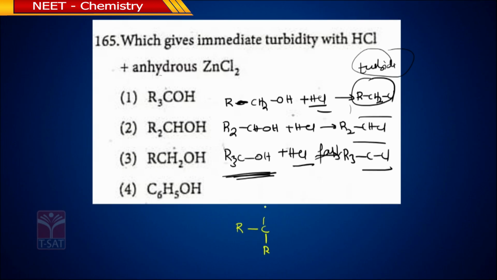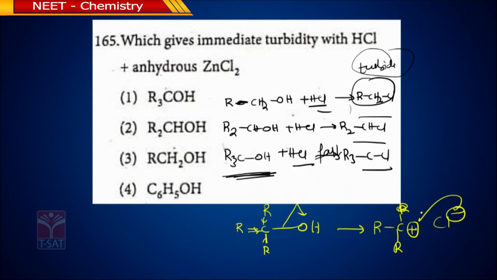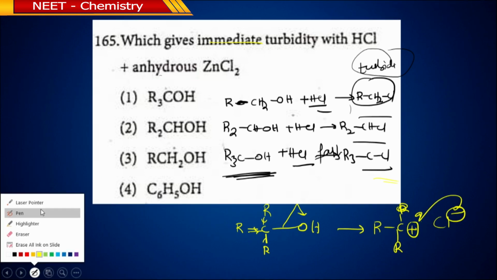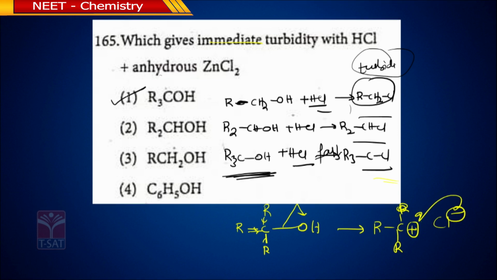In a tertiary alkyl halide, all the electron donating groups donate electrons to the carbon chain, so OH is removed very easily, and as a result you get the carbocation very easily. So Cl minus attacks very easily and forms turbidity immediately, right? That's why a tertiary alcohol forms turbidity immediately with HCl. In the given options, the tertiary alcohol is the first option, right?